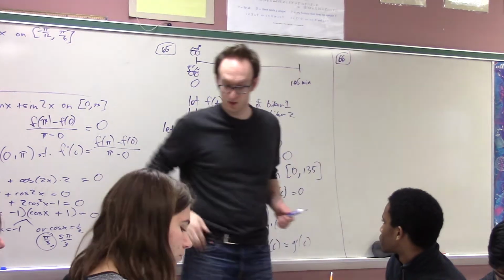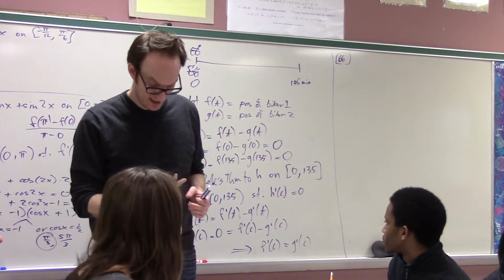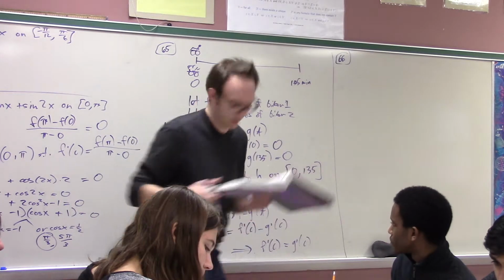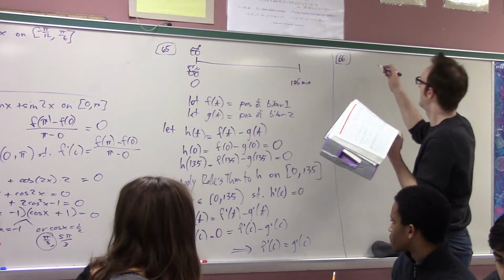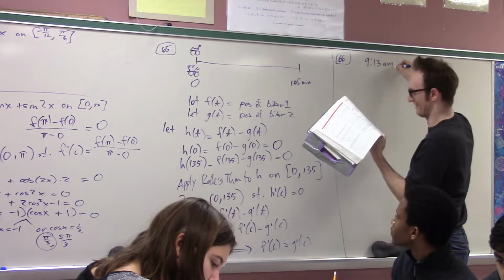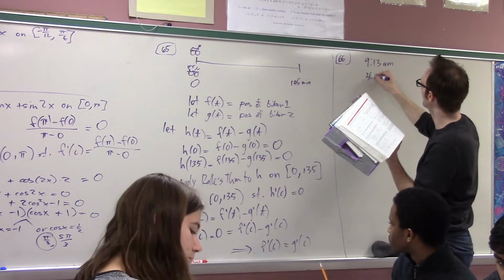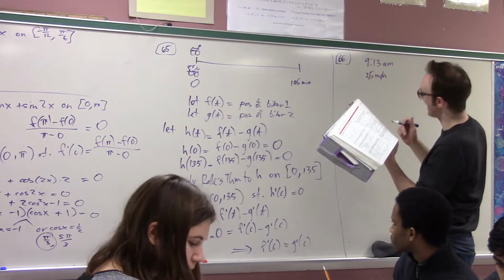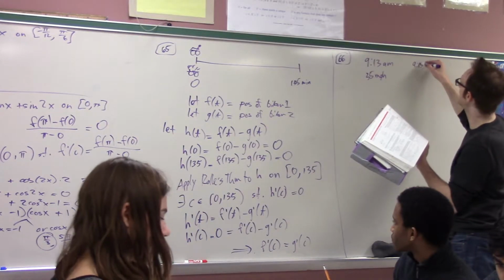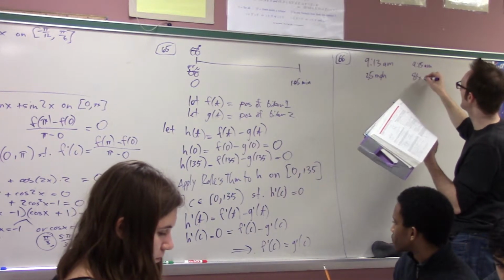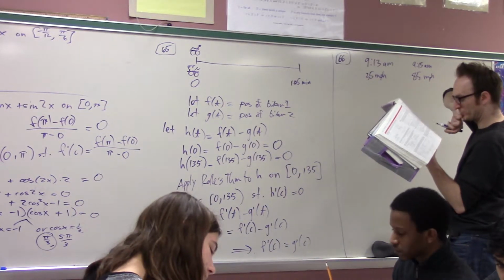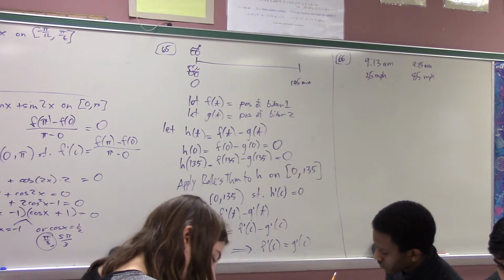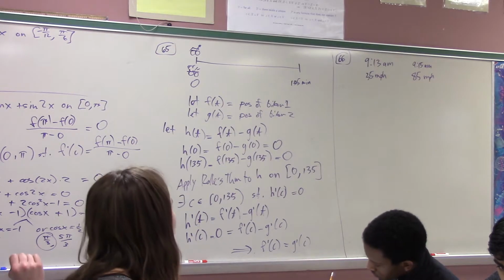Yes. Okay, so 66 is this problem that says this car accelerated pretty quickly, right? So these numbers are a little bit gross. At 9:13 a.m., a sports car is traveling 35 miles per hour. 2 minutes later, at 9:15, the car is traveling 85 miles per hour. Prove that at some point during this 2-minute interval, the car's acceleration is exactly 1,500 miles per hour squared.